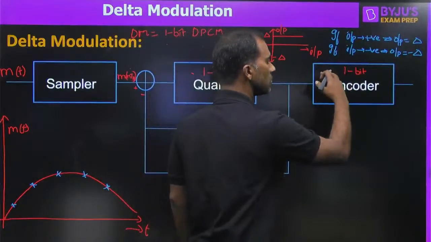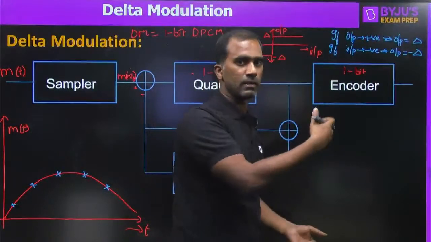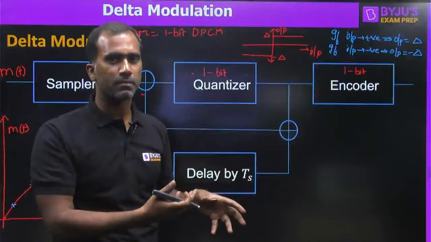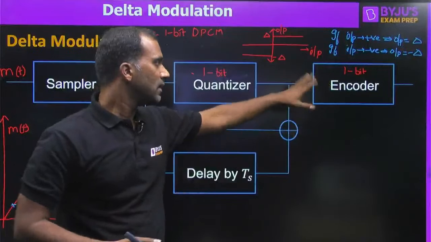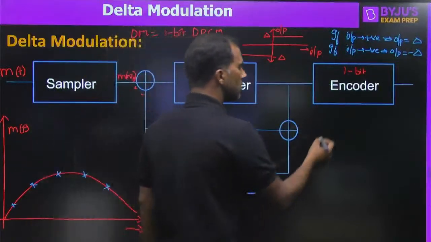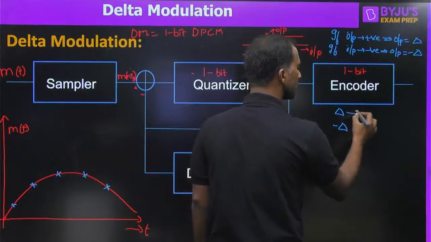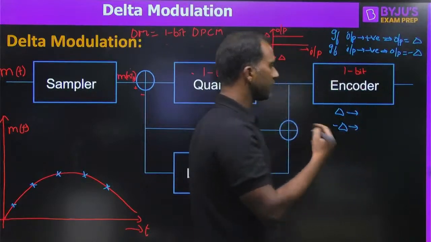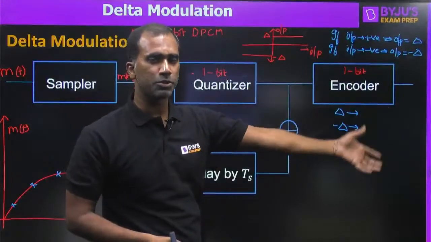So what does the encoder do? It converts the samples into bits. How does it convert? It has to have some criteria, which means some mapping. What sample should be converted into what bits? There should be some understanding for the encoder. There are 2 possibilities, delta and minus delta. So the encoder should have some idea beforehand on how the conversion of samples to bits should be done.